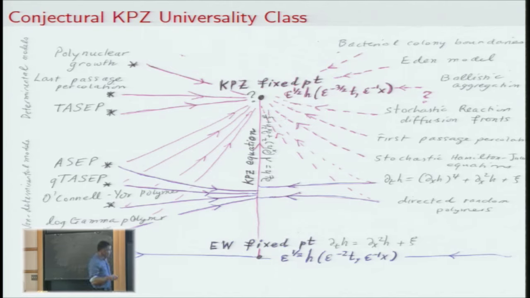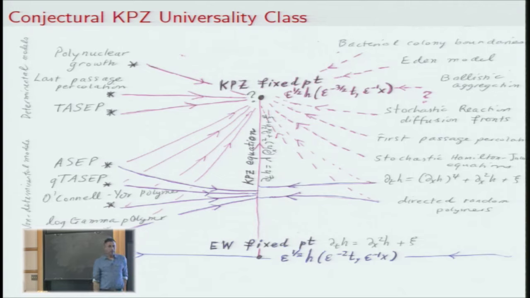Then we have a short list of non-determinantal models which have been discovered, which have these tunable asymmetries in them, or tunable noises. And we can tune those noises to stay close to this Edwards-Wilkinson fixed point and hit the KPZ equation, which is actually the line between the Edwards-Wilkinson class and the KPZ fixed point.